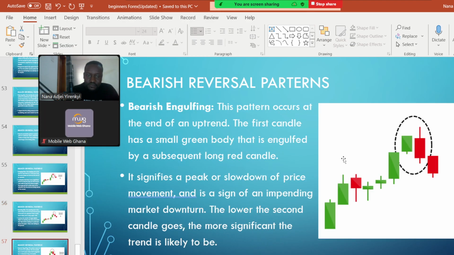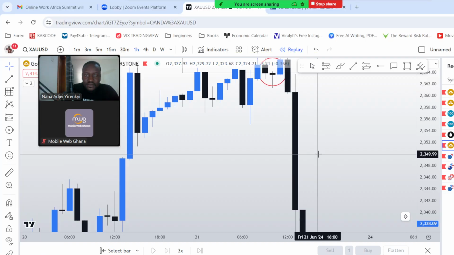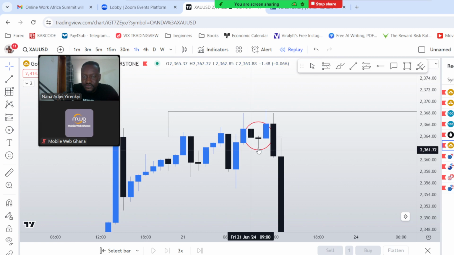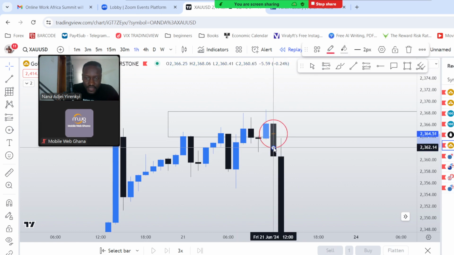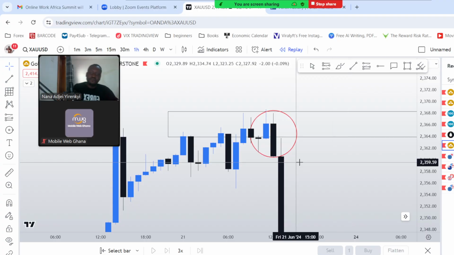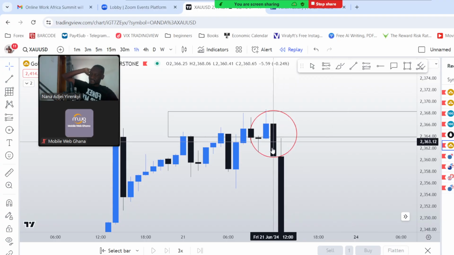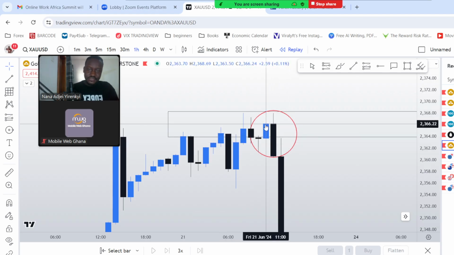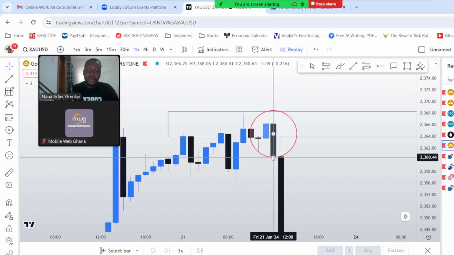And then we have the bearish engulfing candle, in which a small green candle, or a small bullish candle, has been totally engulfed by a bearish candle. So this is a typical example of a bearish engulfing candle. You can see that a small bullish candle has been totally engulfed by a stronger, larger bearish candle.